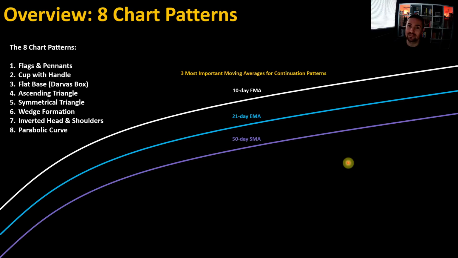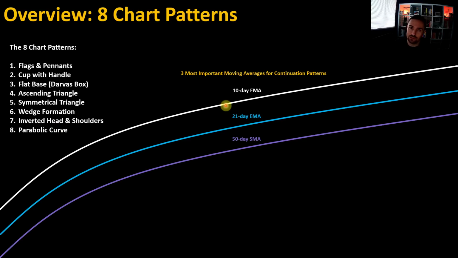And with all of that being said, let's do a little bit of an overview. So what are the 8 breakout chart patterns? It's flags and pennants, a cup with handles, flat bases, also known as a Davis box, ascending triangle, symmetrical triangle, wedge formation, inverted head and shoulders, and a parabolic curve. So we're going to be going through examples of each.